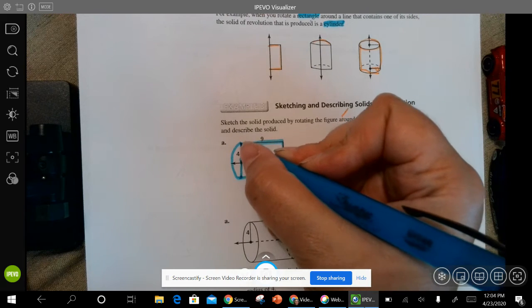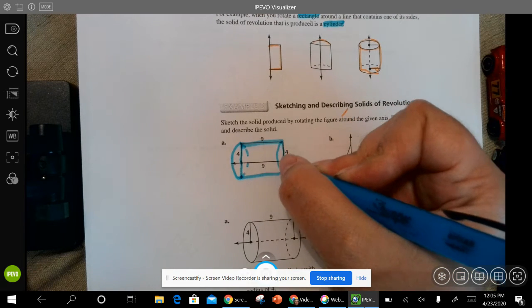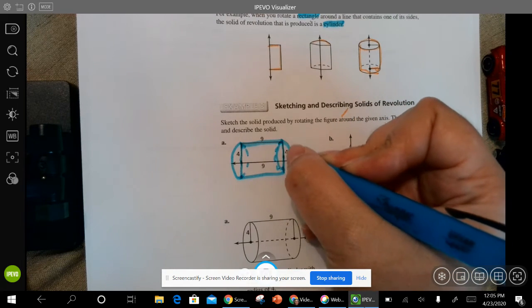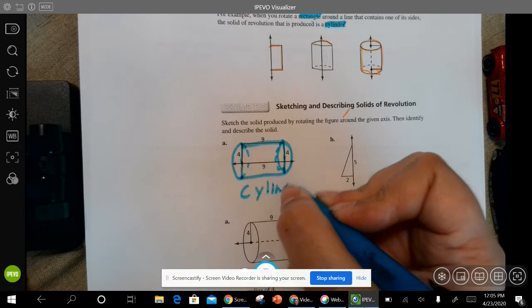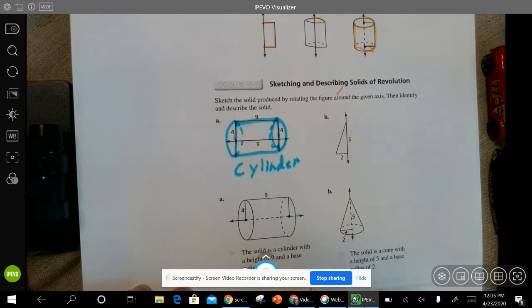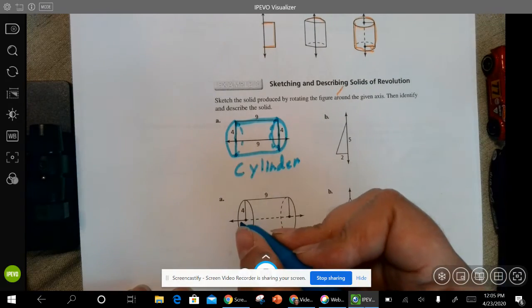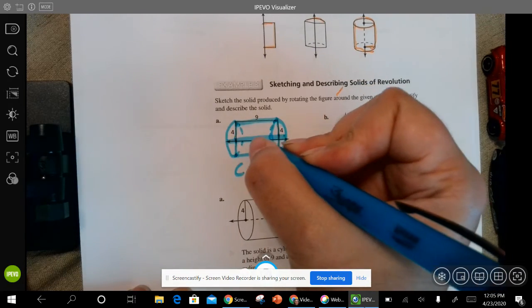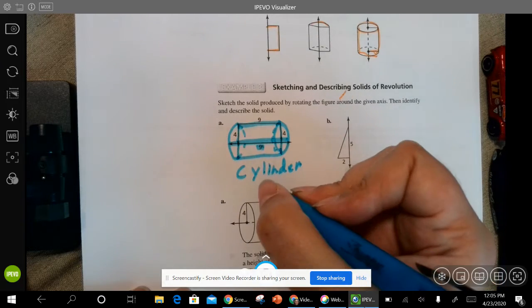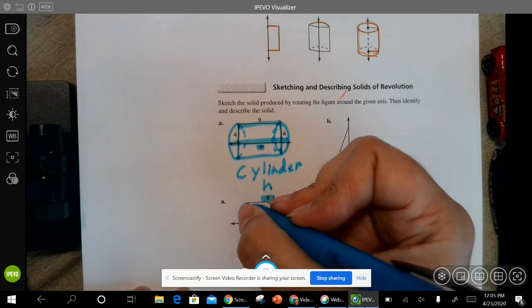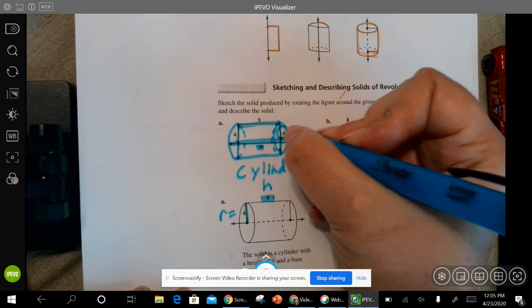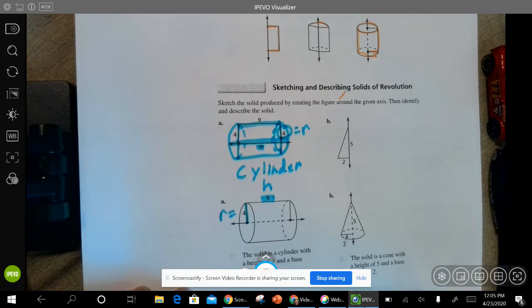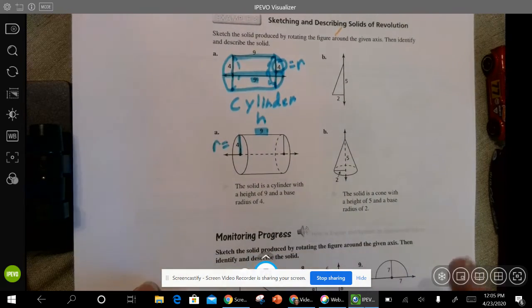And what you're going to see is that now, this is a cylinder. It has a height, so the height is 9, and the radius is 4. Do you see that radius right there? That's the radius.